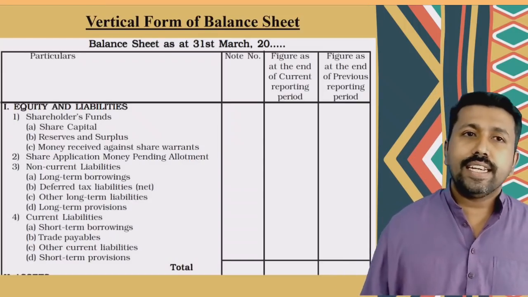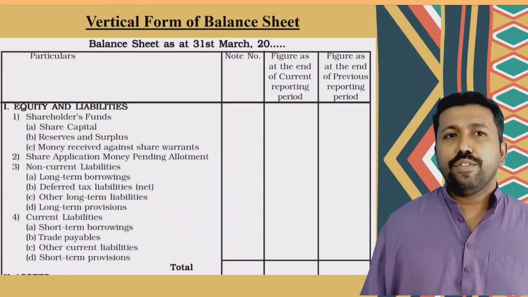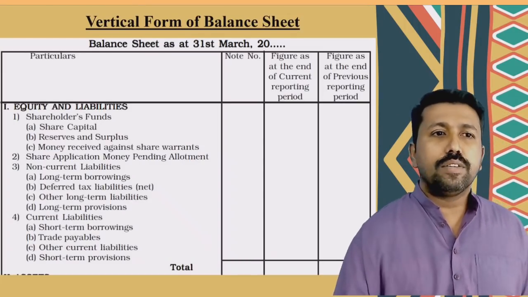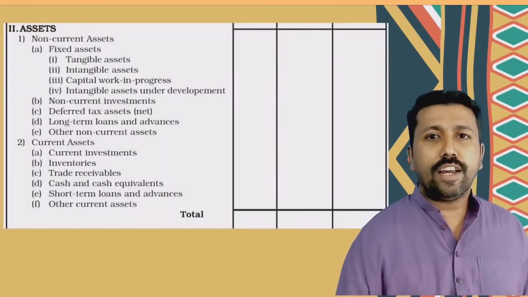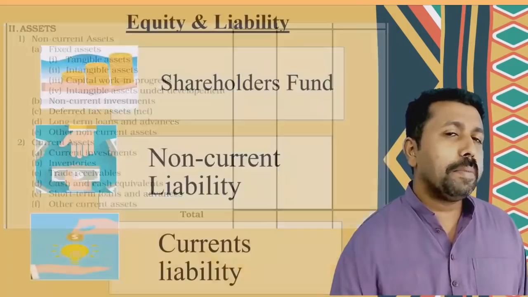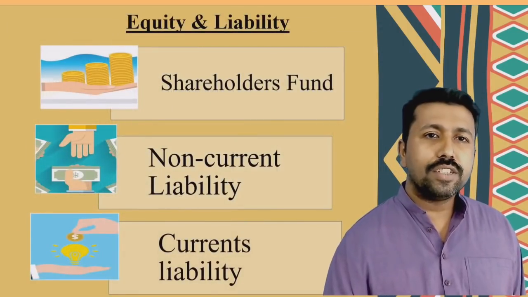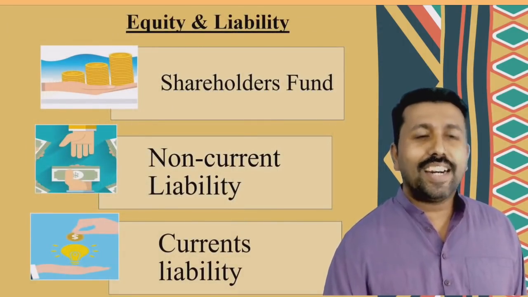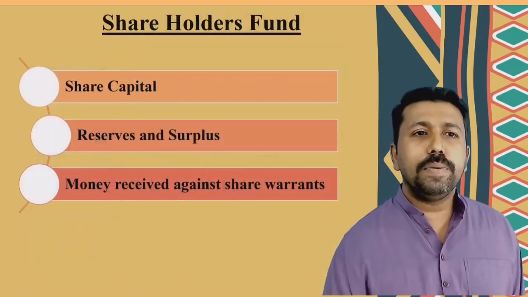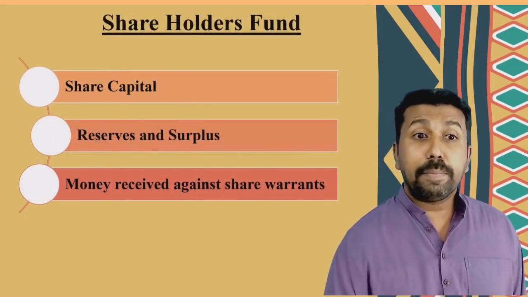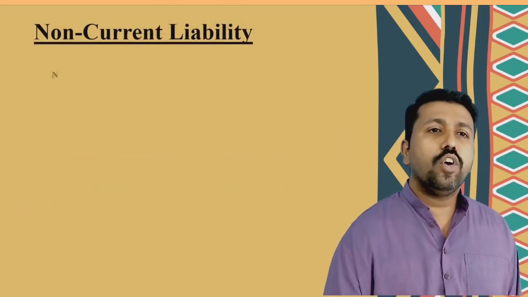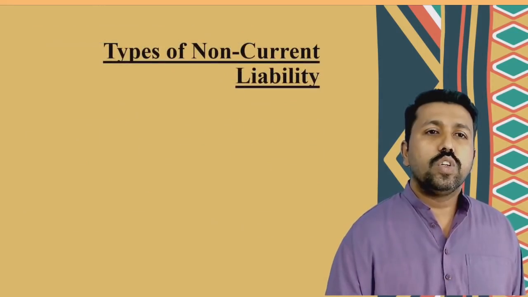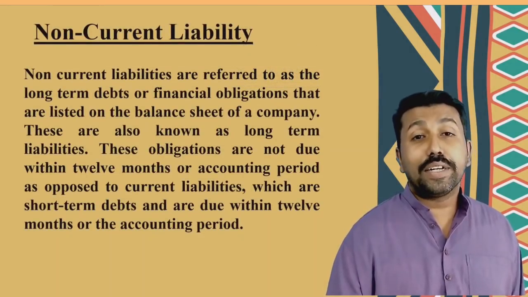You know the headings and subheadings coming under the vertical form of balance sheet. The first side is equity and liability, and the second side is asset. All the things you know very well, but remember the headings and subheadings. Shareholders fund, non-current liability, current liability are the headings, and subheadings will be there. Shareholders fund includes share capital, reserve and surplus, money received against share warrant. And non-current liability is a long-term obligation that will be repaid after 1 year.